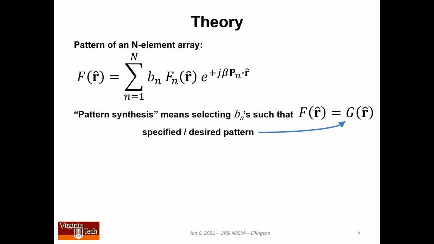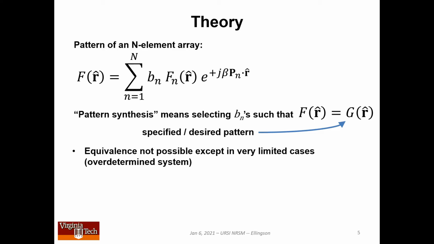In this framework, pattern synthesis means selecting the excitations such that the array pattern F that you get equals, as closely as possible, some specified or desired pattern, which we're indicating here as G. Of course, equivalence between F and G is generally not possible. That is, it's possible only in certain very limited cases. In general, it's not possible simply because it's an overdetermined system. Matching every point in a pattern typically will require more elements and subsequently more excitation coefficients than you have available in the array. So solutions to pattern synthesis problems are almost always approximate.